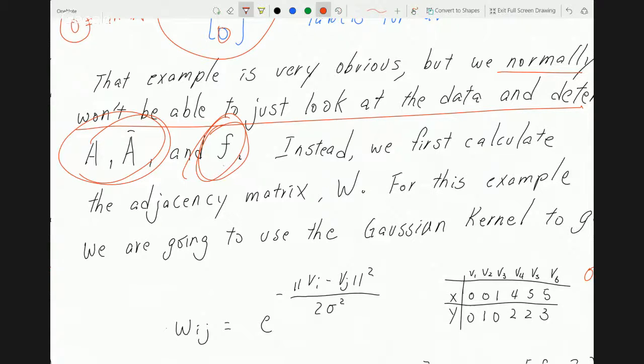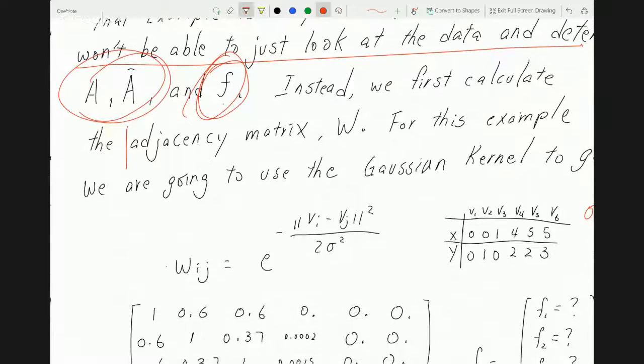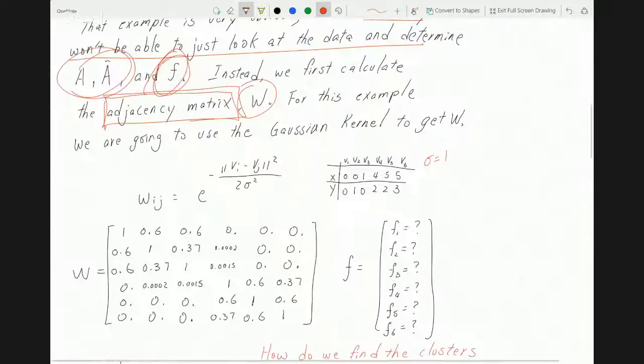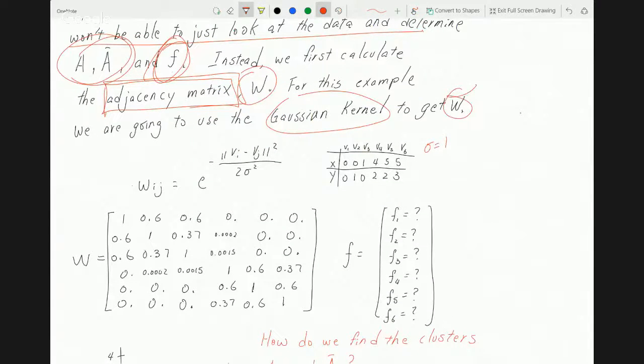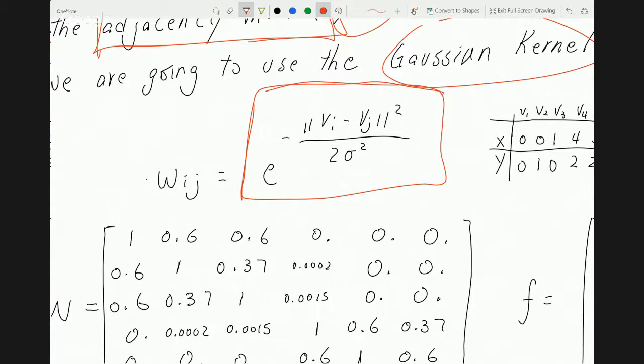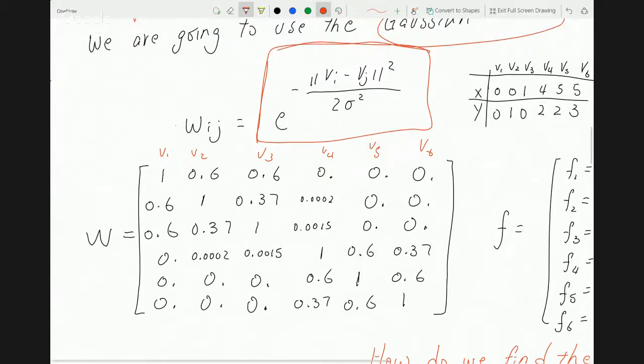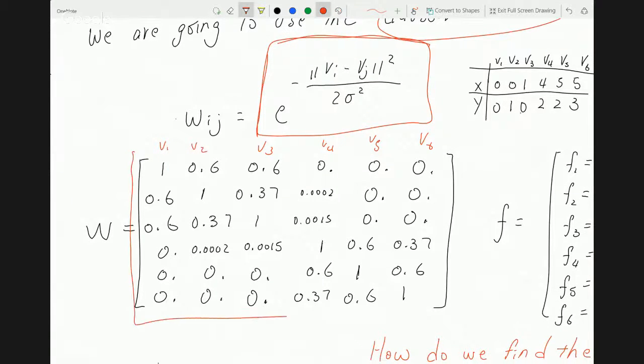So instead, we're going to use the spectral clustering approach by first calculating the adjacency matrix, W. For this example, we're going to use the Gaussian kernel to get W. If you remember from the last video, this is the Gaussian kernel here, and we did some examples of calculating it. If we go through each point, V1 through V6, and calculate them, you will get this.